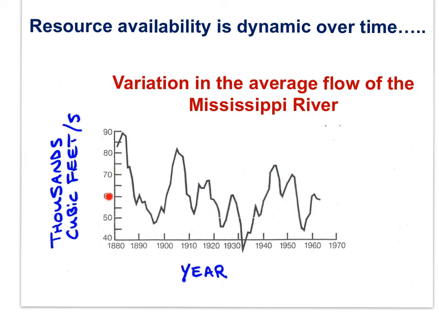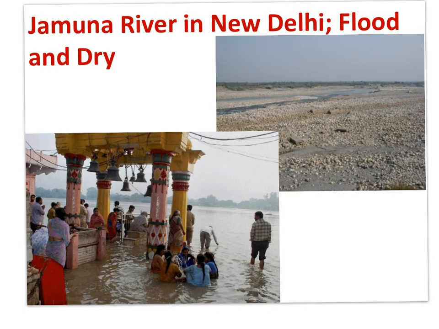The flow of water in rivers varies across time, as you can see in this graph of the Mississippi River. Flow rates vary, and if flow rates are low, water availability to surrounding communities would be less. Thus, the value of water during those low flow periods would be high. The Yamuna River in New Delhi, India, experiences regular floods and regular periods of drought. The value of water varies across time.